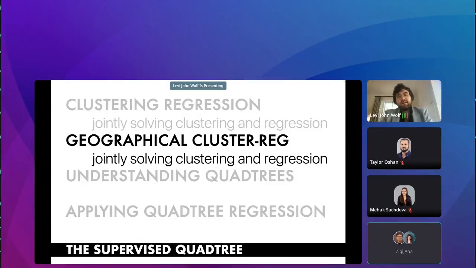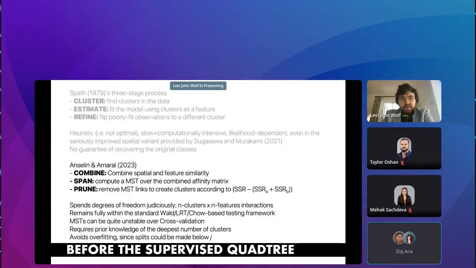So to talk a little bit about how these geographical clustering regression problems are generally solved, I'd like to focus in on one particular extension. This extension by Luke Anselin and Pedro Amaral is what they call skater reg, or endogenous regimes regression. It uses the same kind of spatial-like approach, but it operates a little differently.